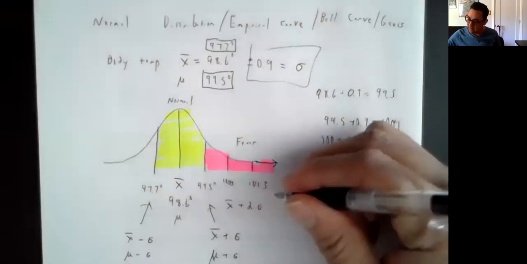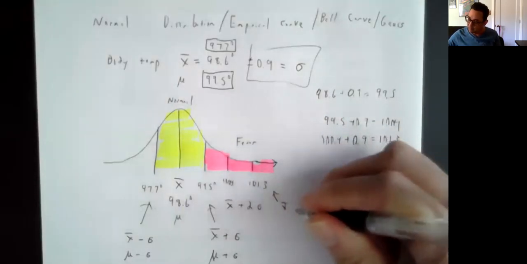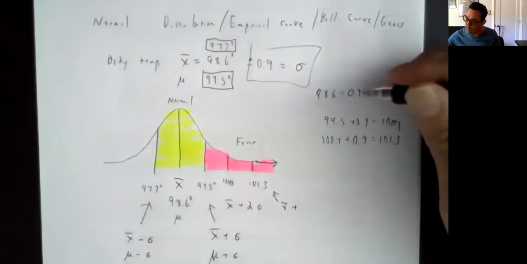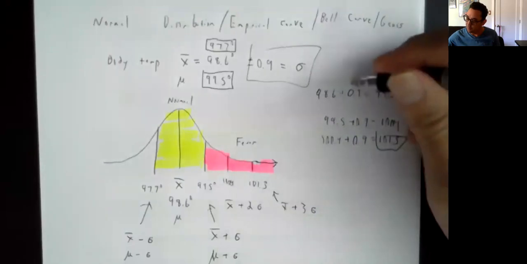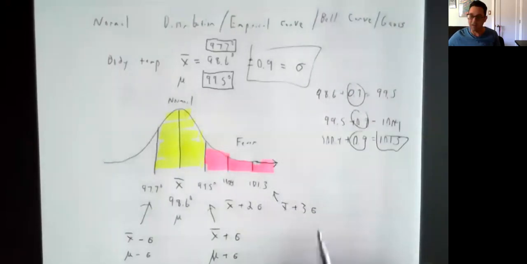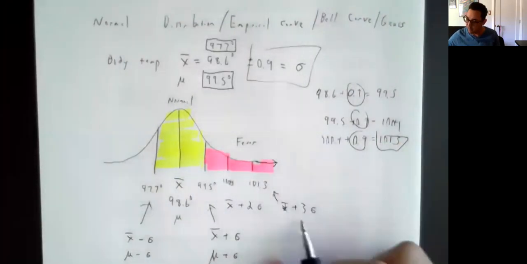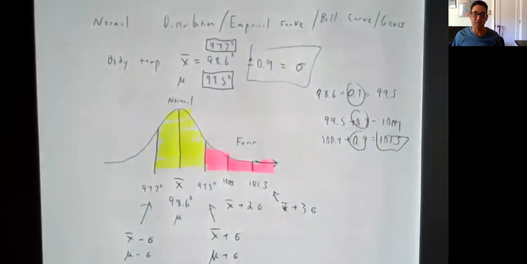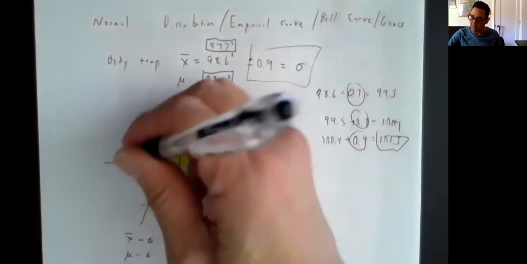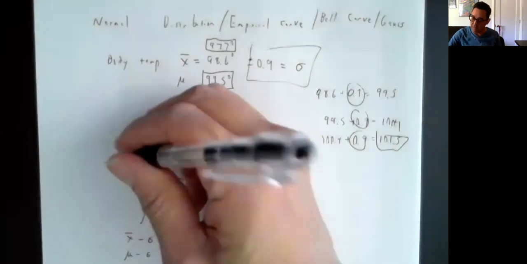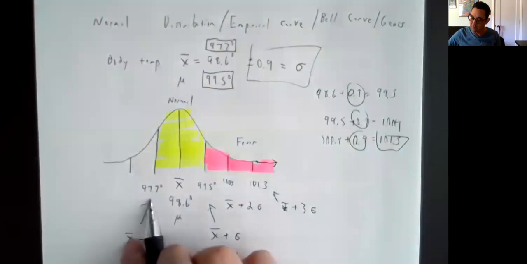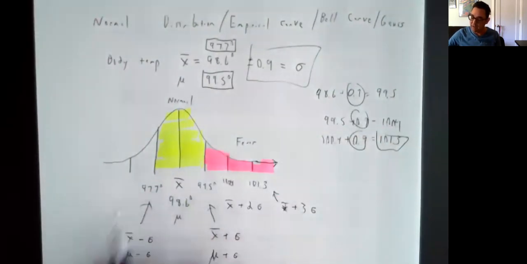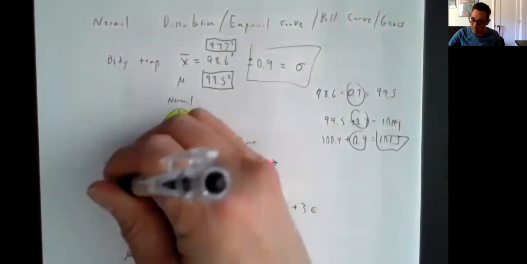All right, and this number I got by taking x bar, and I added not 1, not 2, but I added 3 to get to this number. I added 1, 2, 3 standard deviations. So that's x bar plus 3 standard deviations. Now that's going above. You can also go below the mean temperature. So we took 98.6 minus 0.9 to get this. We can take this number minus another 0.9.